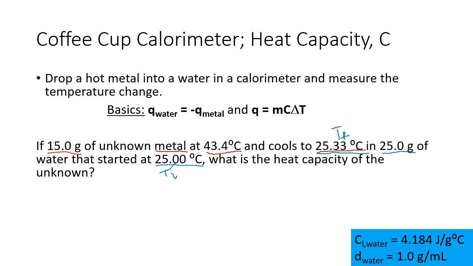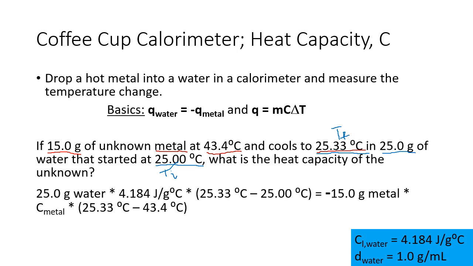All right, so now that I've collected all of my variables, I'm going to go ahead and plug them into the Q equals mCΔT equation. And I'm saying Q of water is equal to negative Q of metal. So I have all the information from water on the left-hand side, and then I have the negative of the metal information on the right-hand side. So 25 grams of water, the heat capacity of water is 4.184 joules per gram degree Celsius. And then I have my temperature change. I'm going from 25 up to 25.33. So that's my Q equals mCΔT. And I set that equal to the negative of the Q for the metal.